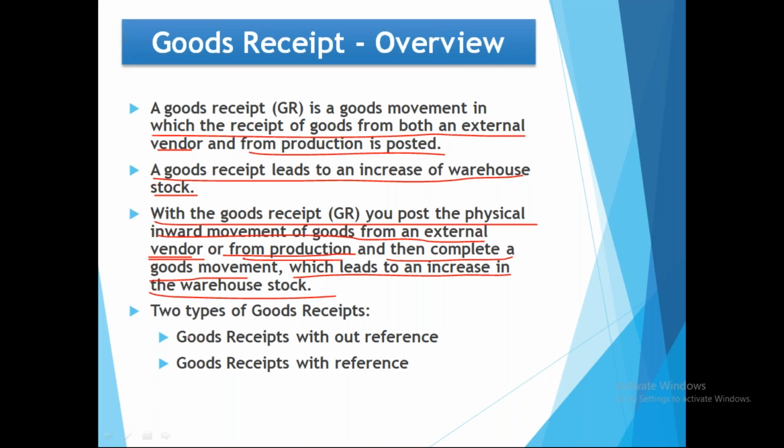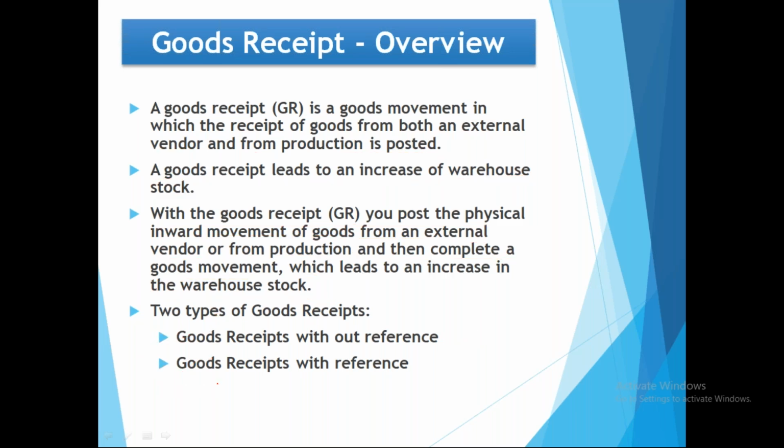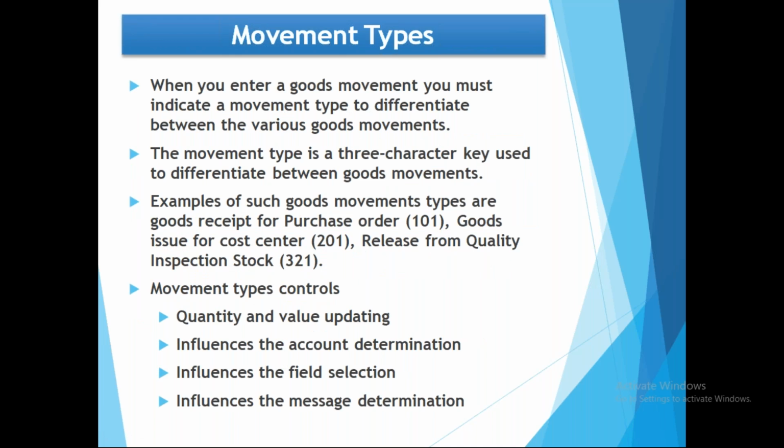So there are two types of goods receipt. Goods receipt without reference means without referring to any document like a purchase order or production order. Whereas goods receipt with reference means you are posting the goods receipt using a purchase order or a production order or something similar. We will understand those things when we see the practicals in the system.